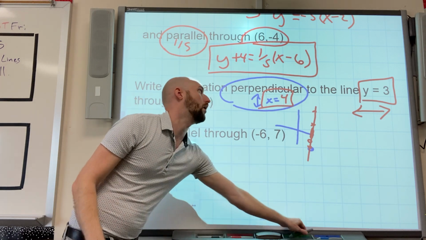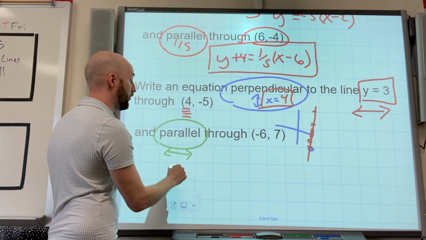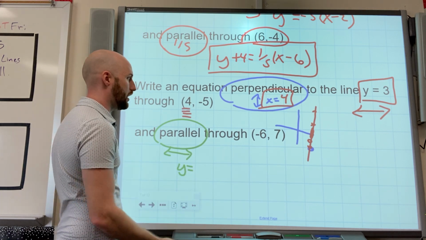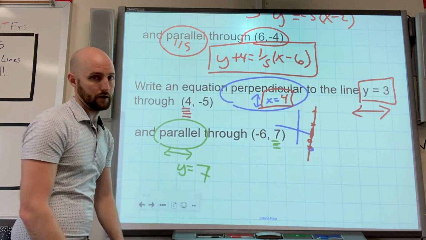And then this is a follow-up. If instead I said parallel, the only thing parallel to a horizontal line is another horizontal or y equals line, and I would steal the y value in that problem to plug it.